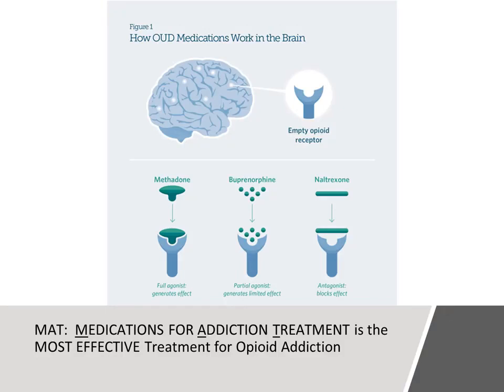So first, what does MAT stand for? I've heard this both for medications for addiction treatment as well as medication-assisted treatment. The important thing to note is there are different types of medications that fall into this category. So we have methadone that is a full agonist, and as you can see there, binds nicely to the mu-opioid receptor. It fully activates that receptor as the dose is increased.